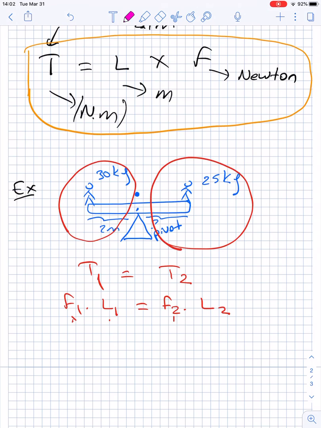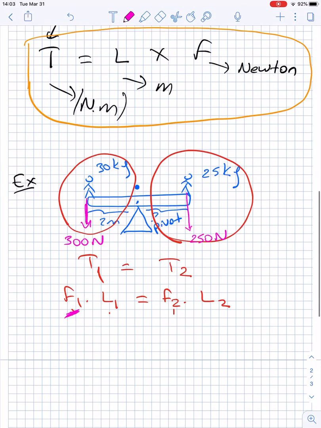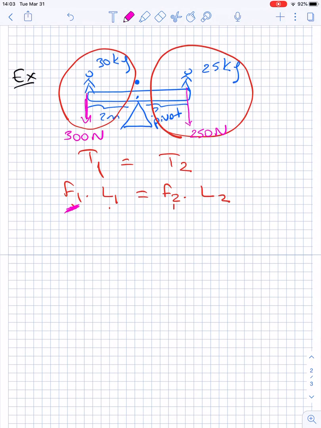But for the first boy and second boy, I gave the weights 30 kilograms and 25 kilograms. But here, it is force. Now what will we do? We have to change kilograms into Newtons. 30 kilograms, we know, is 300 Newtons. And 25 kilograms is 250 Newtons. Why? Because how can we find weight of objects? W is equal to mg. Did you remember this one?